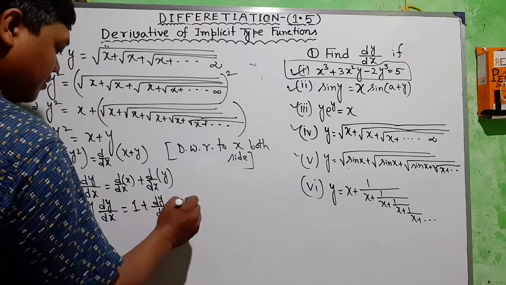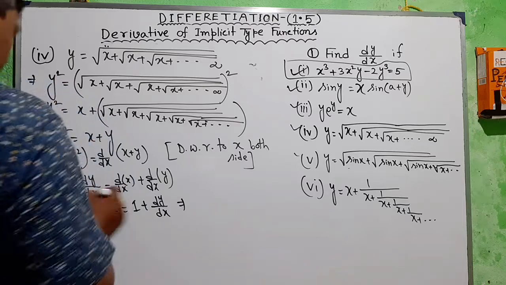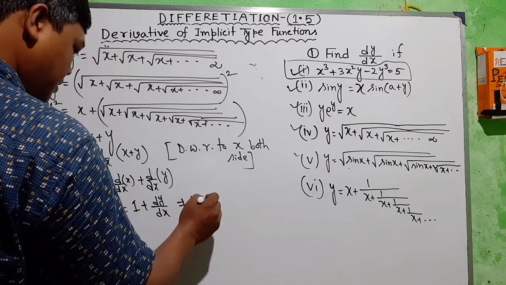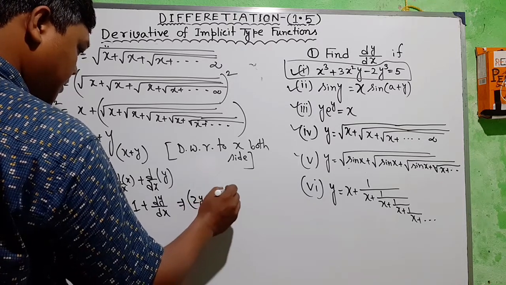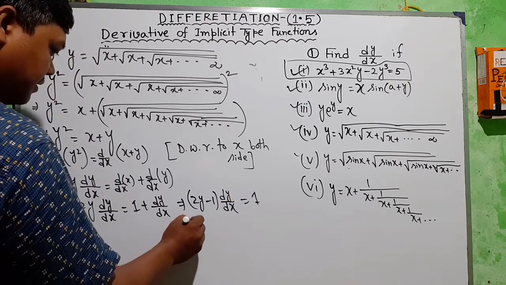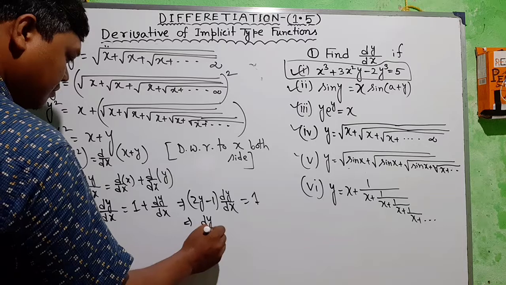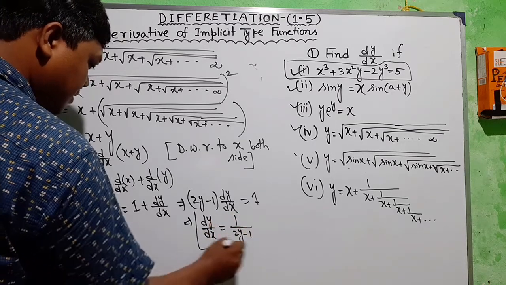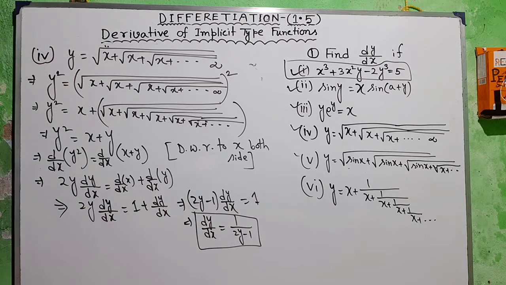So now (2y minus 1) into dy/dx equals 1, with the dy/dx terms on the left-hand side. So dy/dx equals 1 by 2y minus 1. That is our required answer. Clear? So dy/dx equals 1 by 2y minus 1.